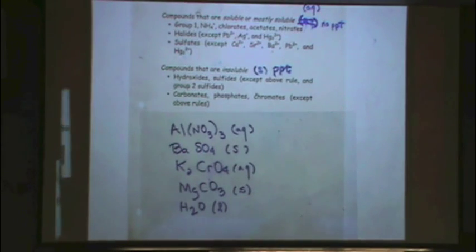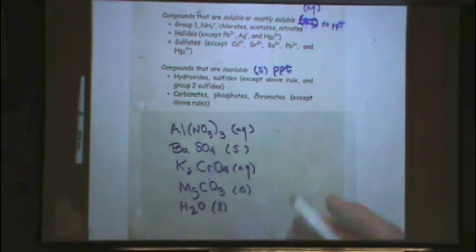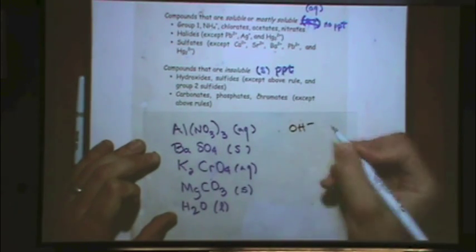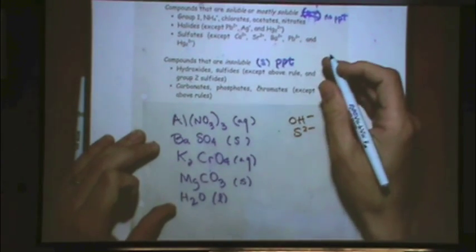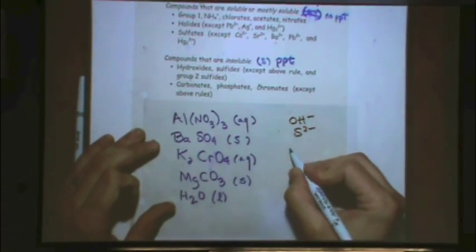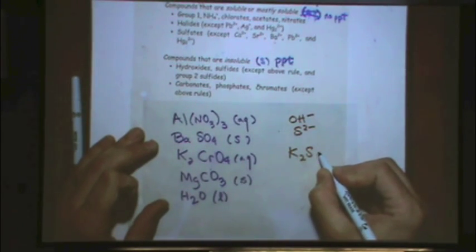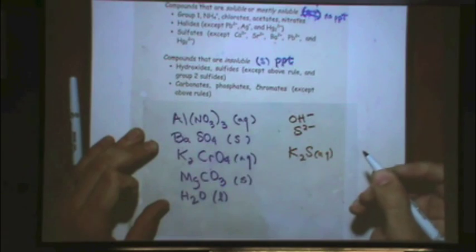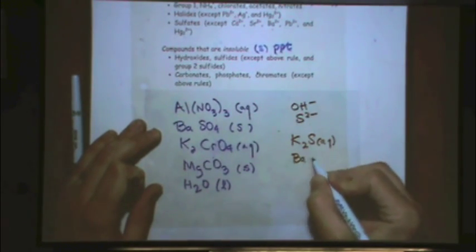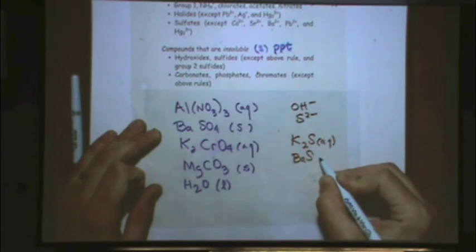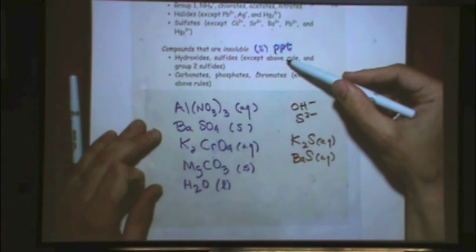Bullet 4, what does that mean? Hydroxides and sulfides. So a hydroxide for group 4 is this. A sulfide would be this, 2 minus, yeah. Except above rules. So K2S would be what? Aqueous. Or group 2 sulfides, this would be what? Also aqueous, because a group 2 sulfide is an exception.